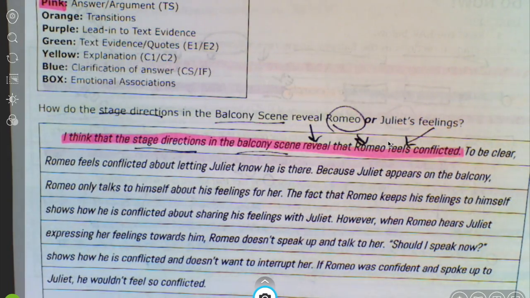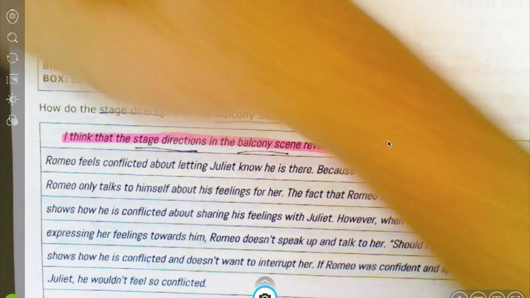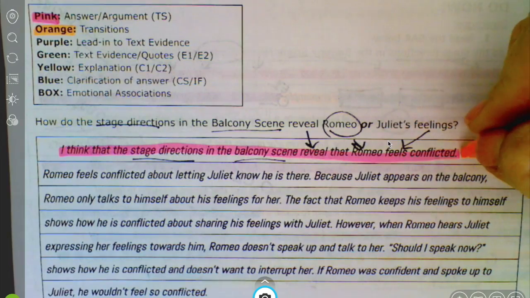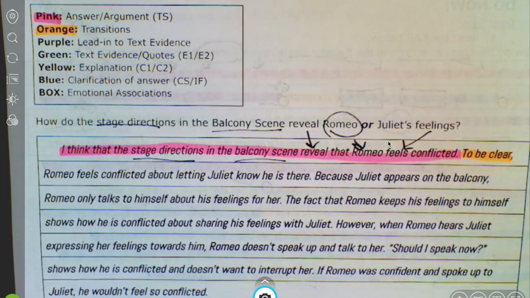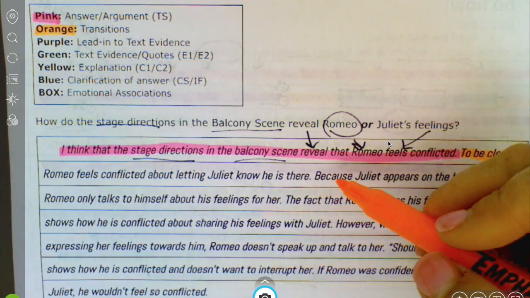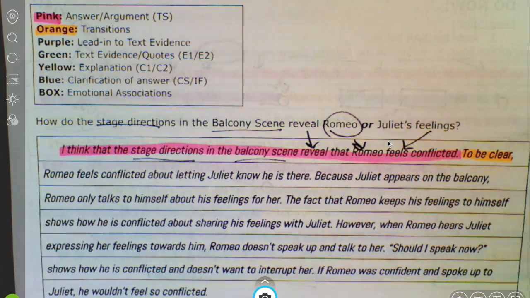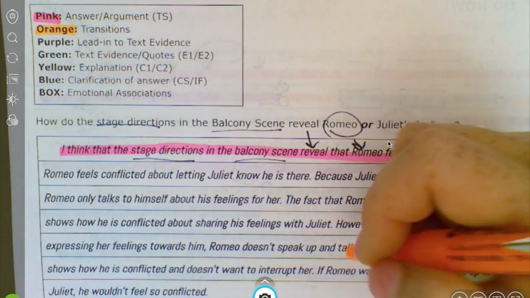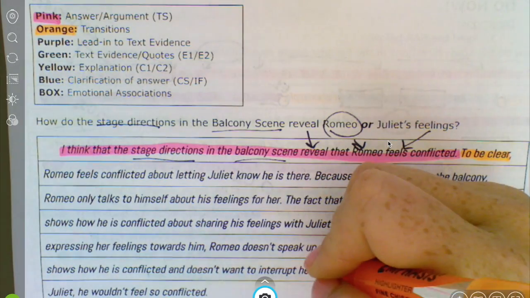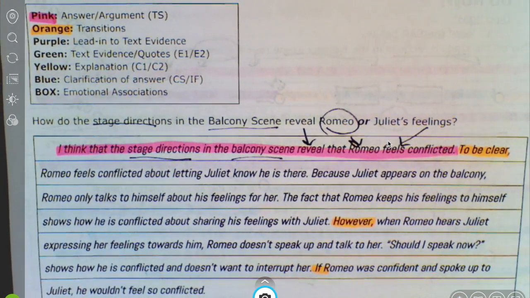I'm going to move on to my orange. And I'm just going to scan here for my transitions. So I do see the to be clear with the comma at the end of it, so I'm going to highlight that. I don't really think because is a transition, so I'm not going to highlight that. I do see the word however with a comma on the end of it, so I am going to highlight that. And if you would like, you can highlight that if.